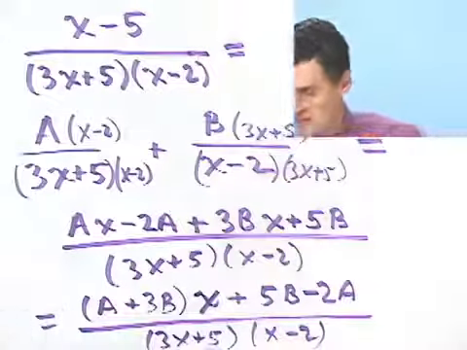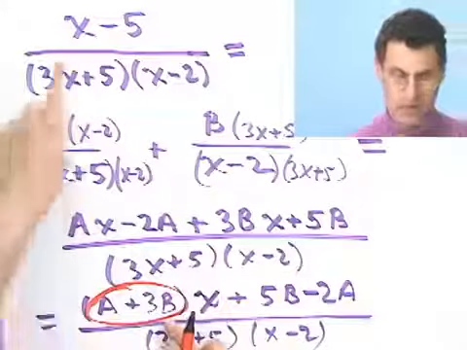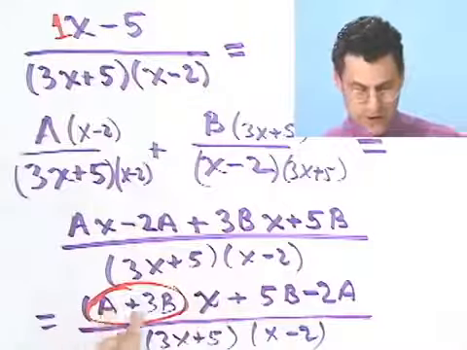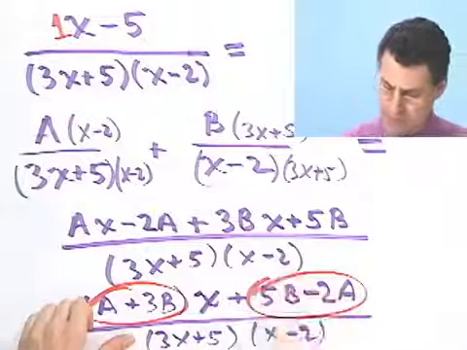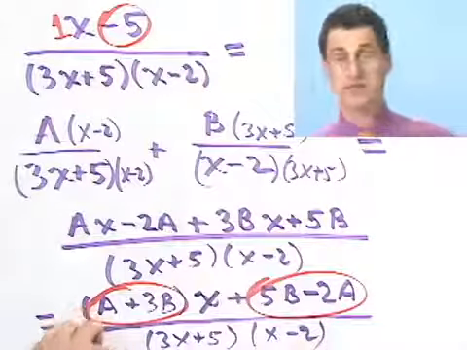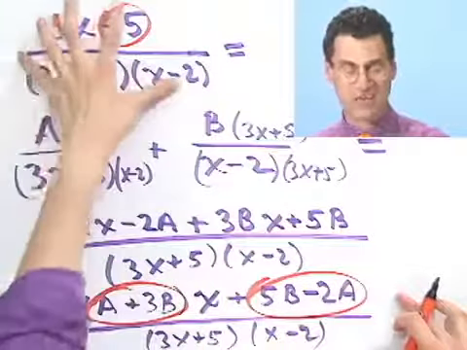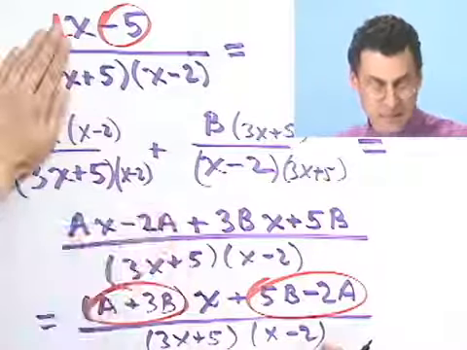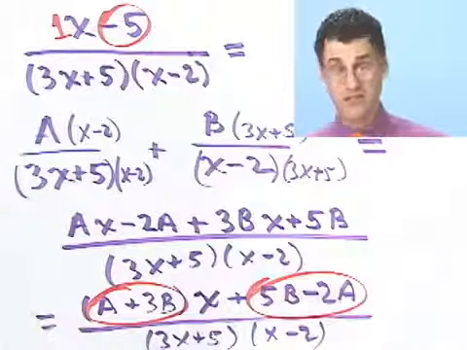So that means that the thing multiplying the x, that value right there, must be a 1, because that's what's multiplying this. So A plus 3B should equal 1. And this thing here, the number part, 5B minus 2A, well, that should equal this number part, which is minus 5. So in fact, to have this thing equal the actual answer, I need to have these match up. So the thing in front of the x needs to be the same thing. The thing that's a constant needs to be the same thing. So that gives me two equations and two unknowns.